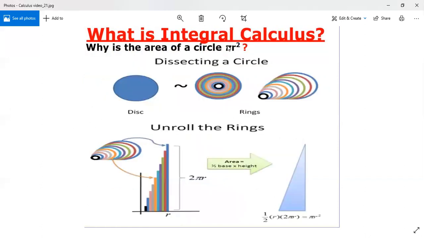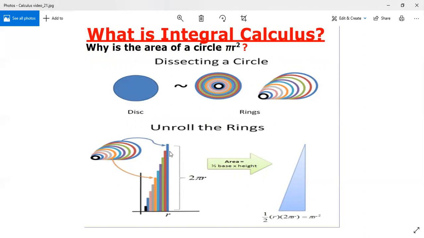Why is the area of a circle pi r squared? Well, if we take rings of increasing radius, then we form the face of a disc or the face of a circle. If we assume that we know that the circumference of a circle is 2 pi r, if we unwrap all these rings that have been added together, then we can see that it forms a triangle here, and the length of each of those rings is 2 pi r.